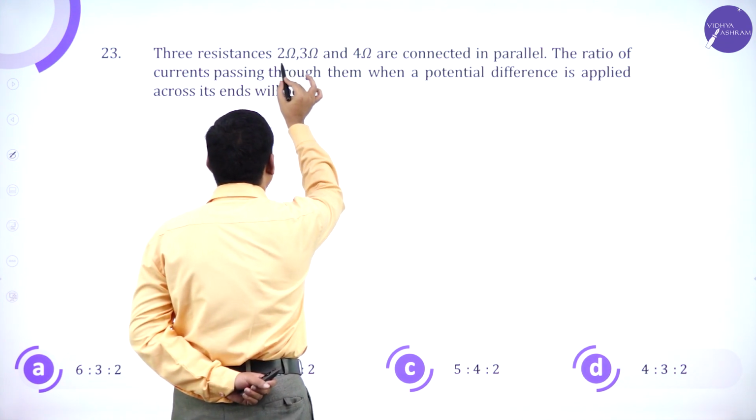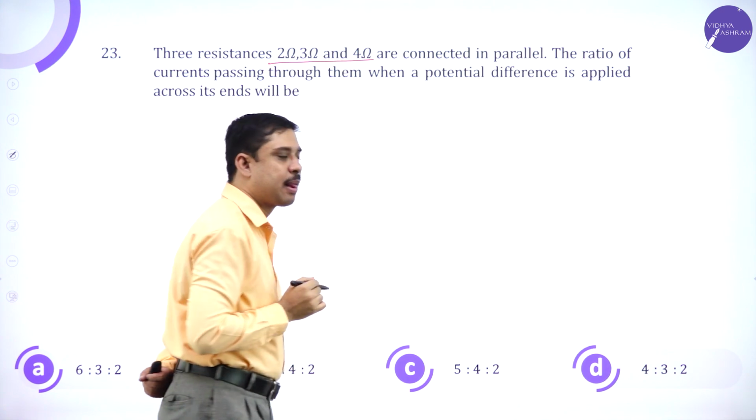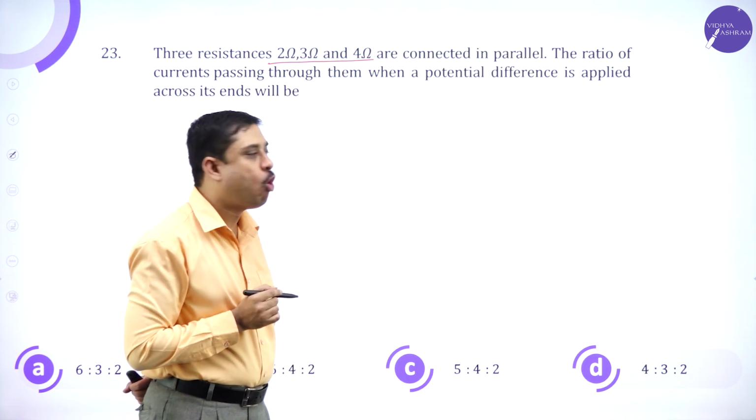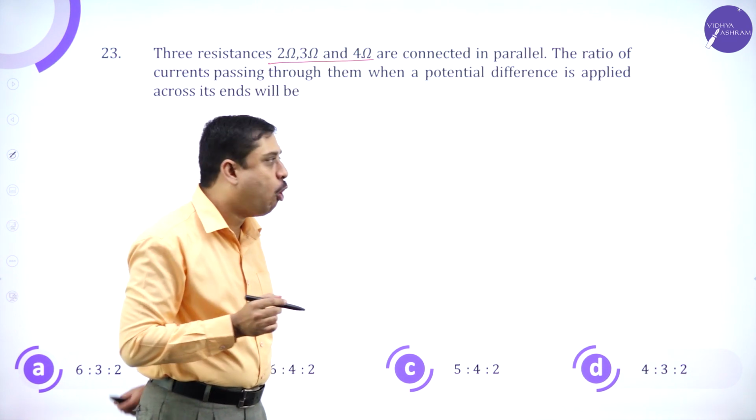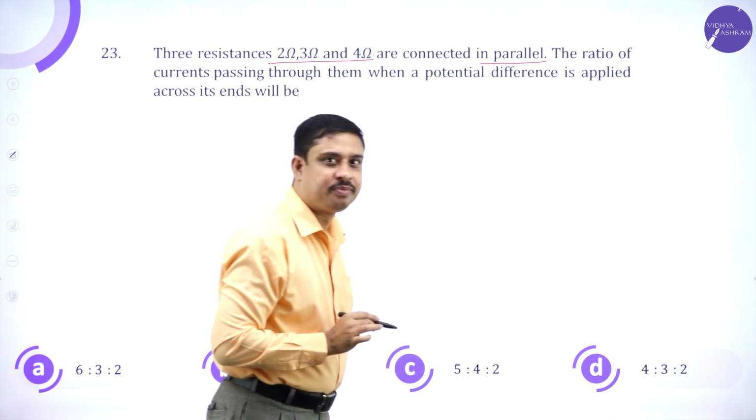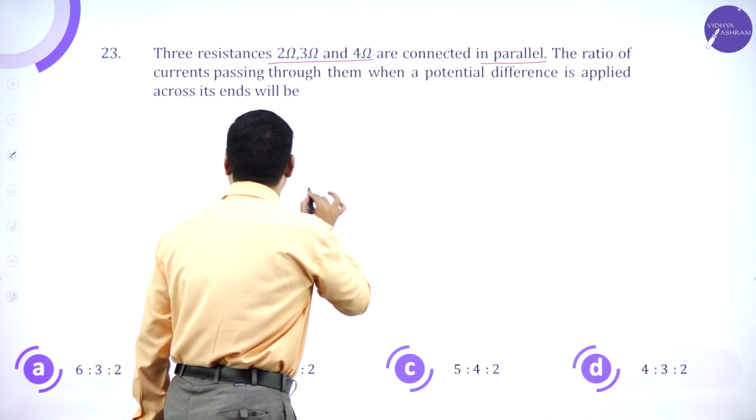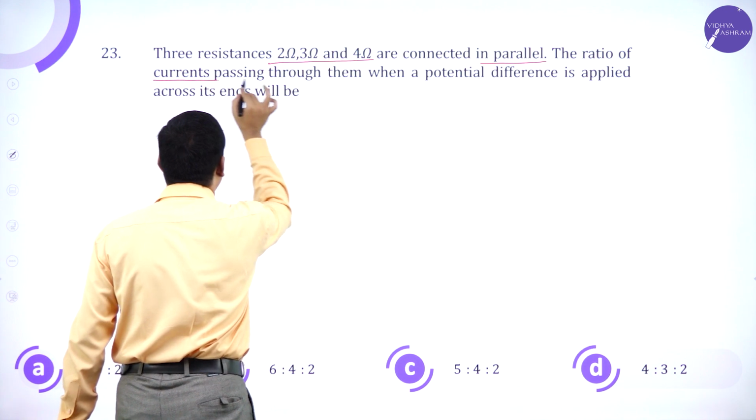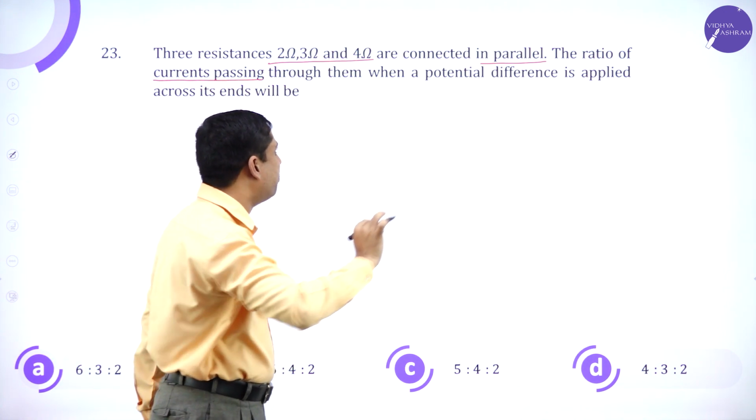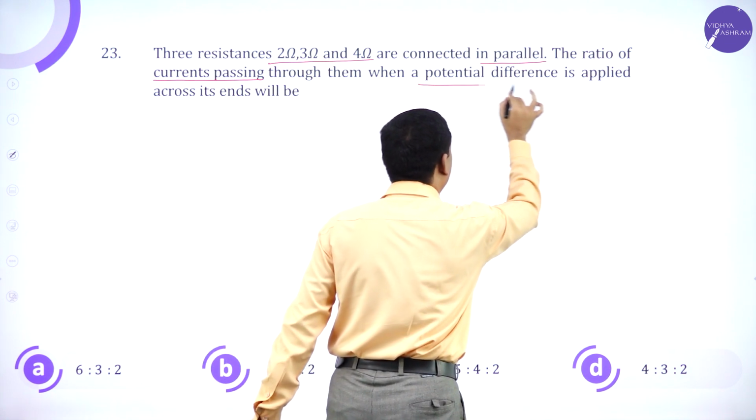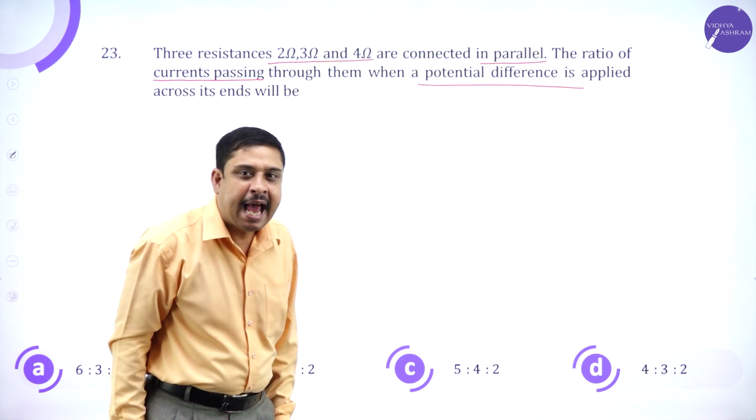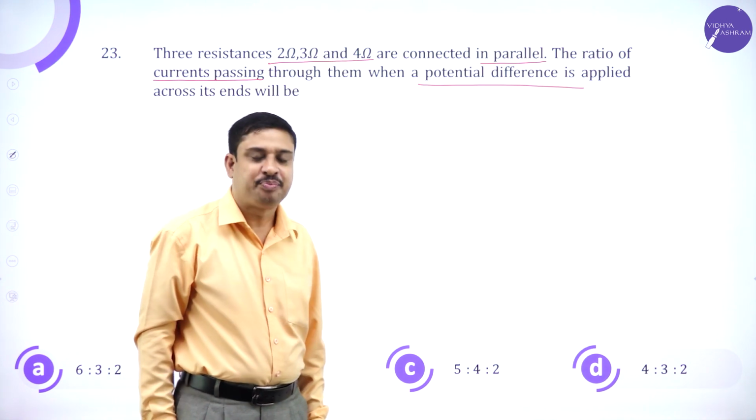3 resistances 2 ohms, 3 ohms, and 4 ohms are connected in parallel. The ratio of currents passing through them when a potential difference is applied has to be calculated.